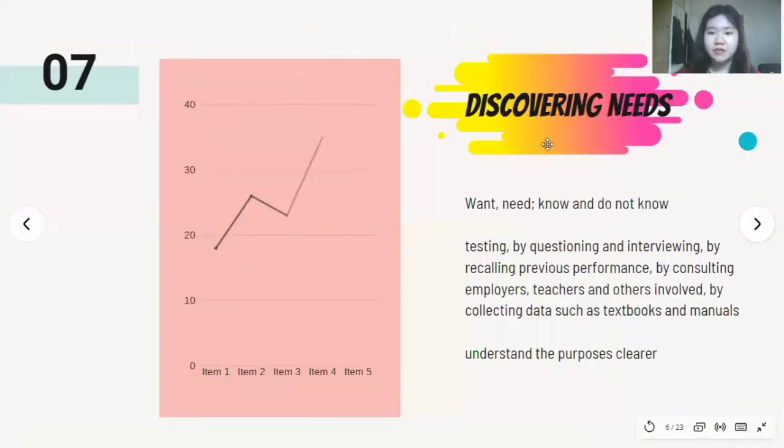Then we have discovering needs, which is what the students want, need, and what the learner knows and what they do not know yet. How do we discover their needs? By conducting a test, questions and interviews, recalling previous performance, and consulting employers, teachers, and others who are involved. Besides that, we can also collect data such as textbooks and manuals. By discovering their needs, we are able to understand the purposes even more clearly.